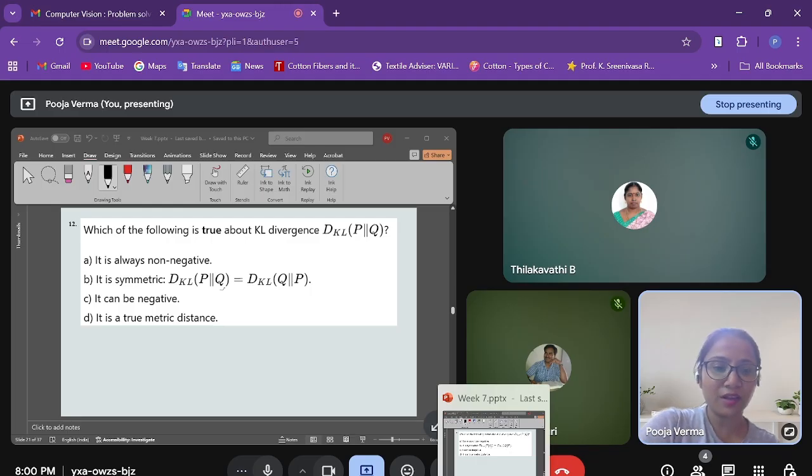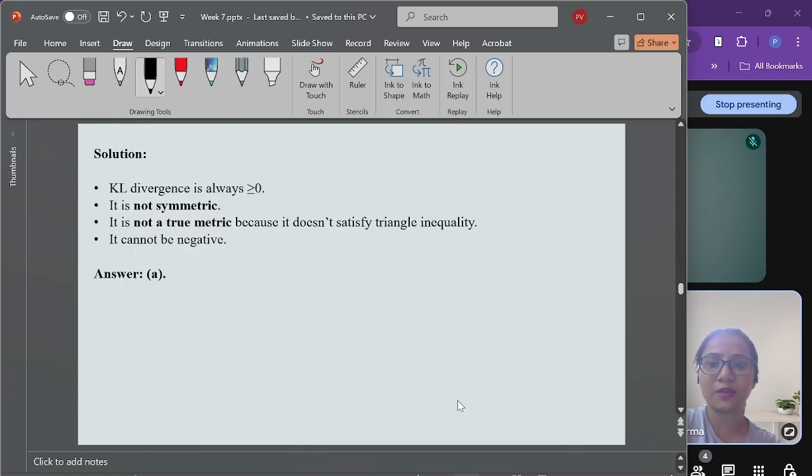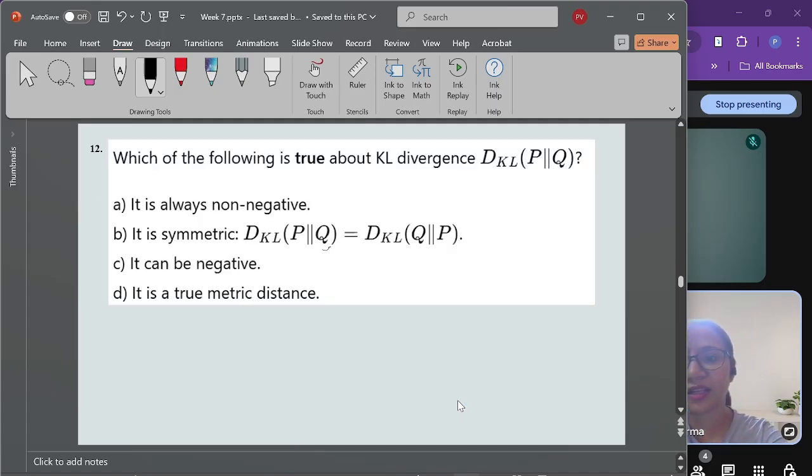Okay, so we are running out of time, so I'm just explaining it. A detailed explanation is given. So KL divergence is always a non-negative value. So it should always be greater than or equal to 0, and it is not symmetric, and it is not a true metric because it does not satisfy the triangle inequality. So it cannot be a negative value. Okay, so option A is the correct answer. It is always non-negative.